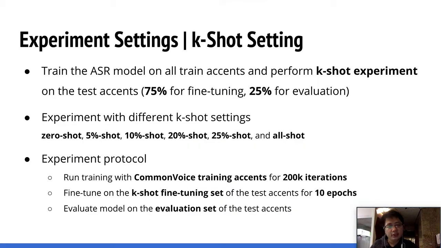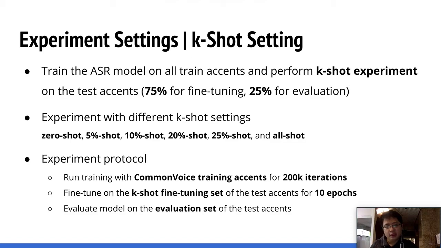For its regionality settings, we perform a K-shot experiment on the test accents. First, we split the test accents into 75% of data for fine-tuning and 25% for evaluation. We experiment with different K-shot settings from 0 shots, 5% shots, 10% shots, 20%, 25%, and lastly, all shots. The steps of running the K-shot experiment are as follows.